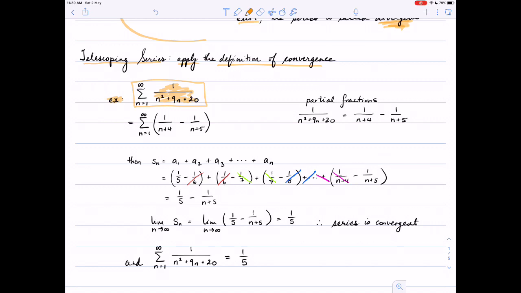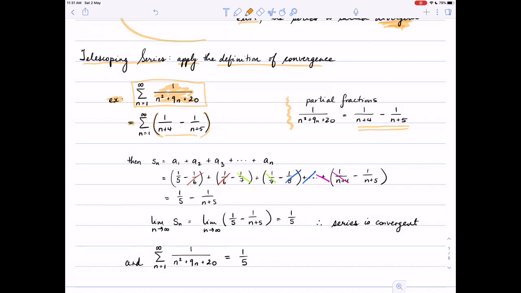Well, the first thing that we did, and we've done this subsequently as well, was a partial fraction decomposition. I skipped the whole step of that here, but this is the result of the partial fraction decomposition. So this series ends up being the series of, if we split this up, 1 over n plus 4 minus 1 over n plus 5.